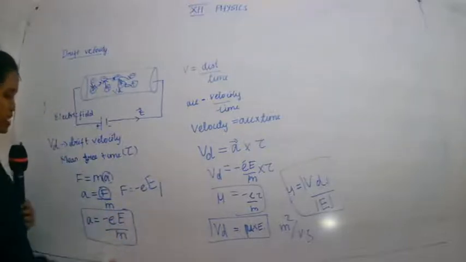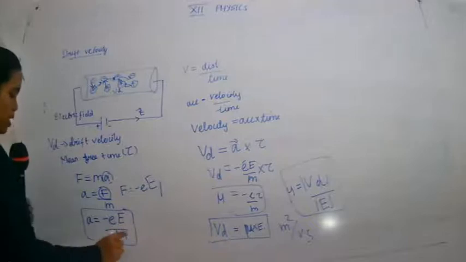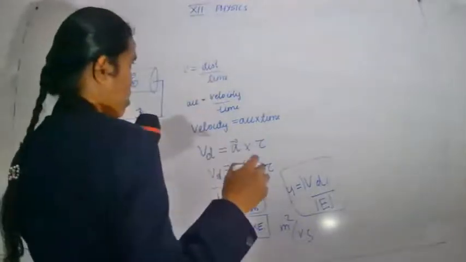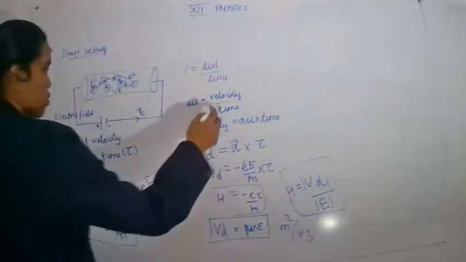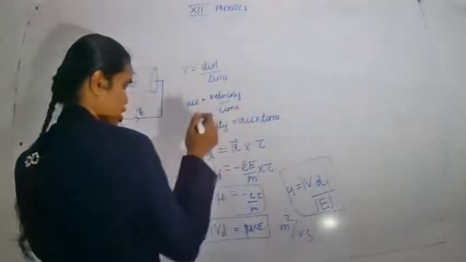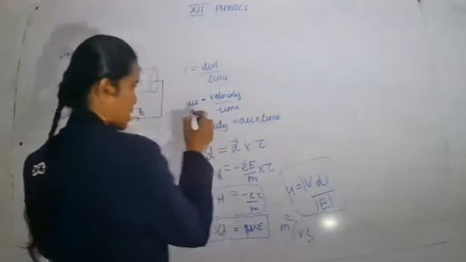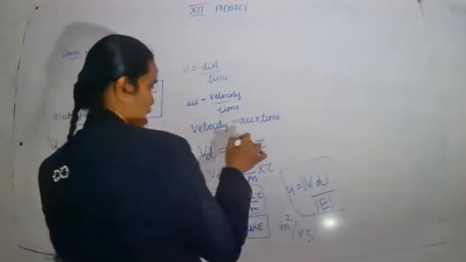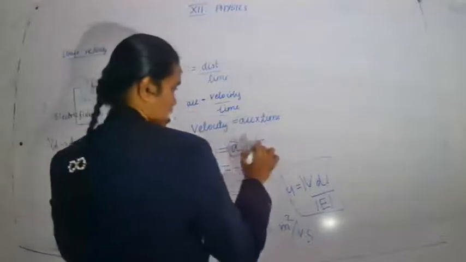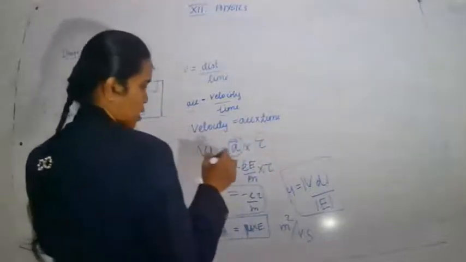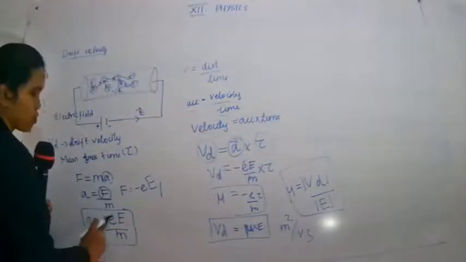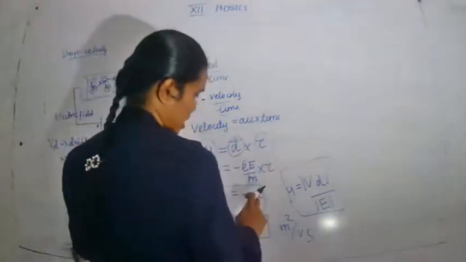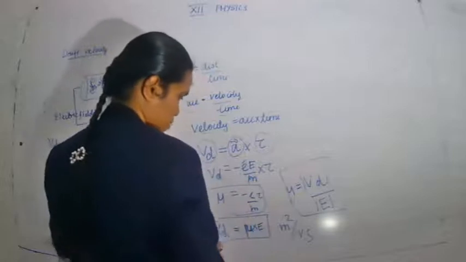So acceleration is equal to minus eE by m. Velocity equal to distance by time. Acceleration equal to change in velocity by time. So now velocity is equal to acceleration into time. Here velocity is drift velocity, acceleration is a, and time is tau. Now Vd equal to, substitute this here, a into tau. Now mu equal to minus e tau by m.